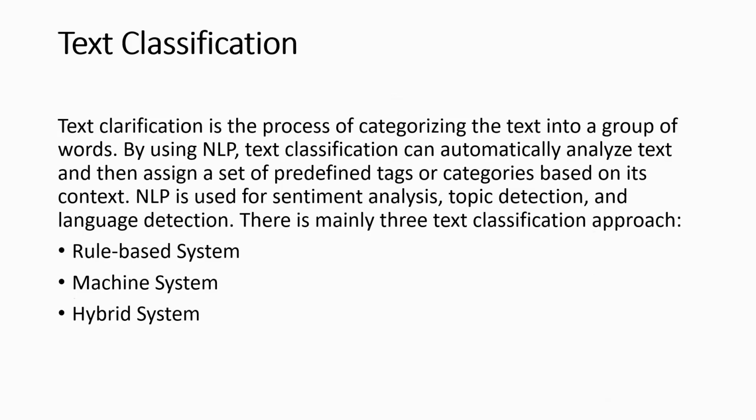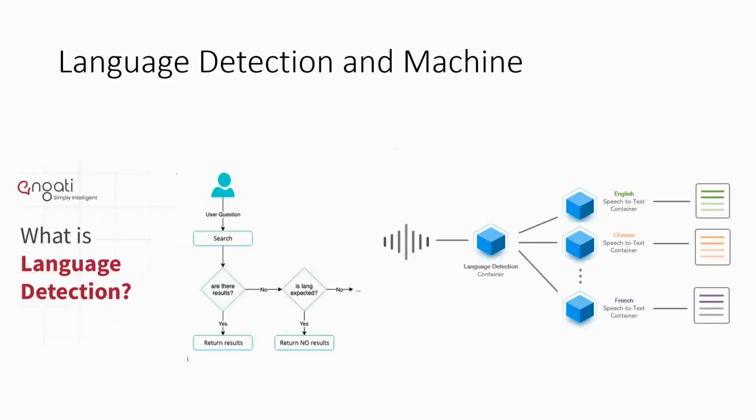Text classification is the process of categorizing text into a group of words by using NLP. Text classification can automatically analyze the text and then assign a set of predefined tags or categories based on the context. Right. NLP is used for sentiment analysis, topic detection, and language detection. There are mainly three text classification approaches: rule-based systems, machine-based systems, and hybrid-based systems. Okay, so these are the models which we discuss now.